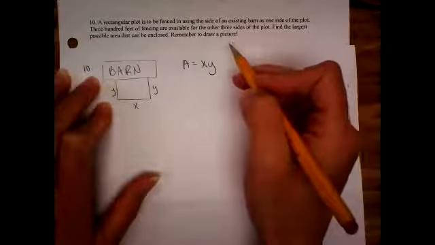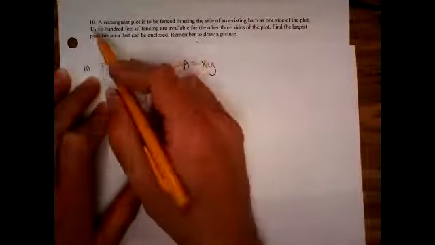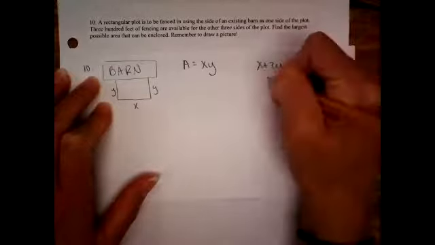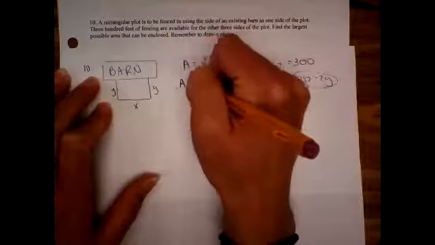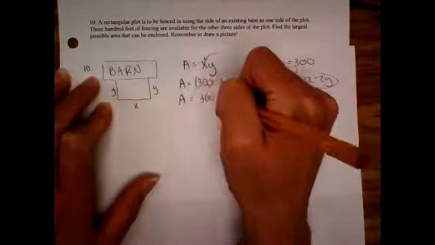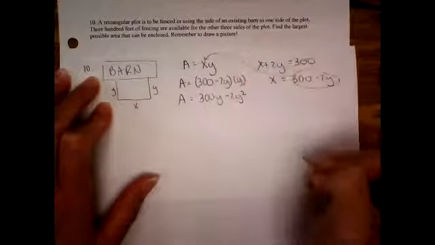The problem is that's two variables, so I've got to substitute one of them out. Let me see, how much fencing was there? 300 feet of fencing. So if you add these up, X plus 2Y should be 300. I'm going to subtract over the 2Y, and that gets substituted in for X. And then I'm going to distribute the Y through there.